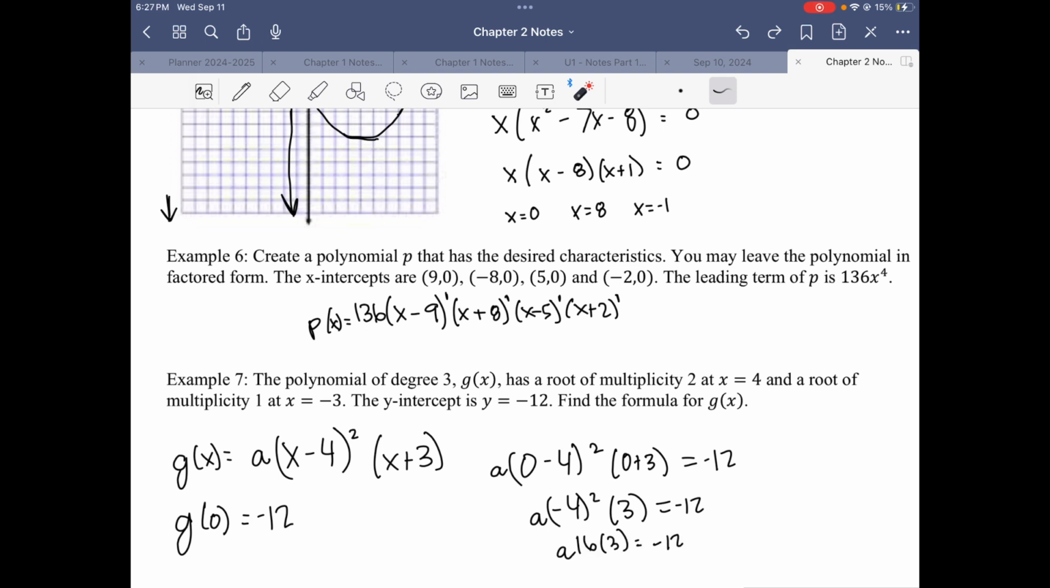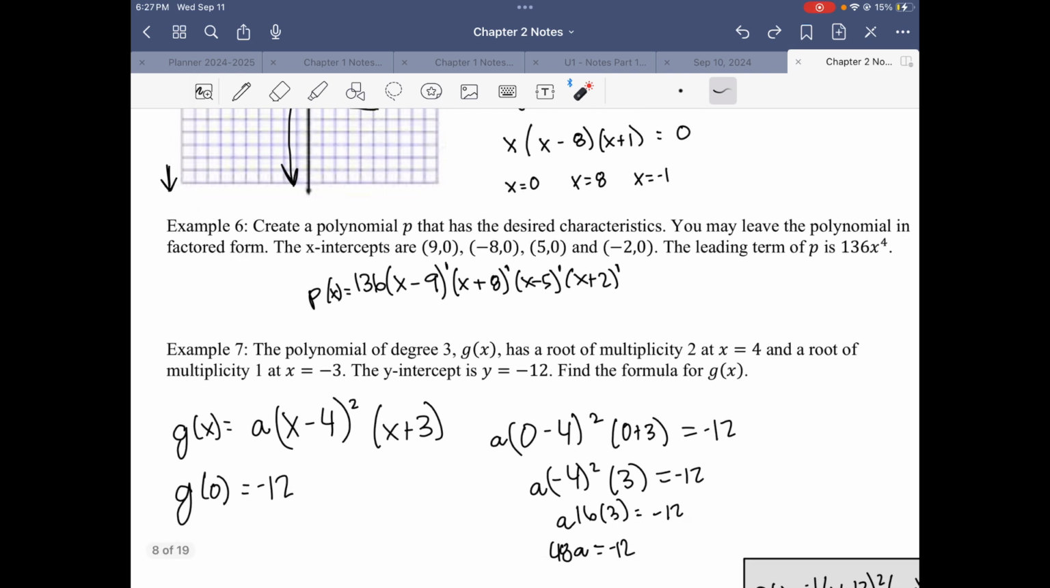So then this gives us 16 times 3, still equaling negative 12 with our a multiplying in. So I'm going to flip that around and do 48a because I think that's just cleaner and easier to look at. And we know that it equals negative 12. So in order to get a now, I have to divide by that 48. And negative 12 over 48 reduces to negative 1/4.